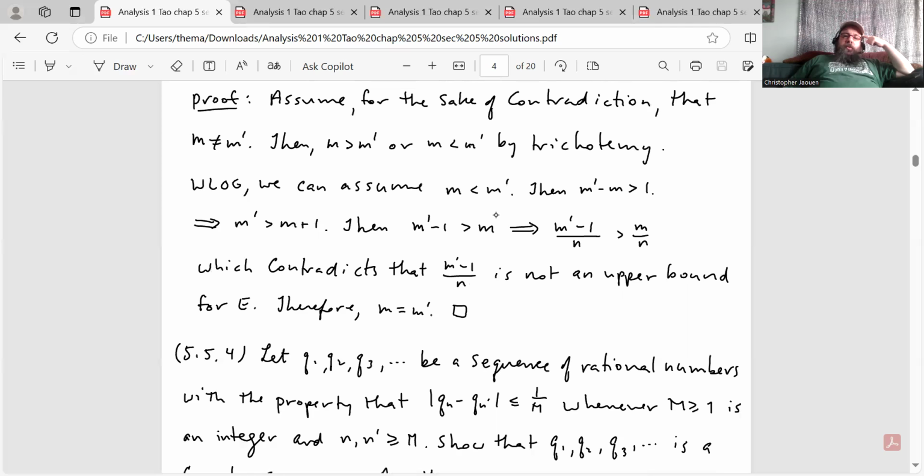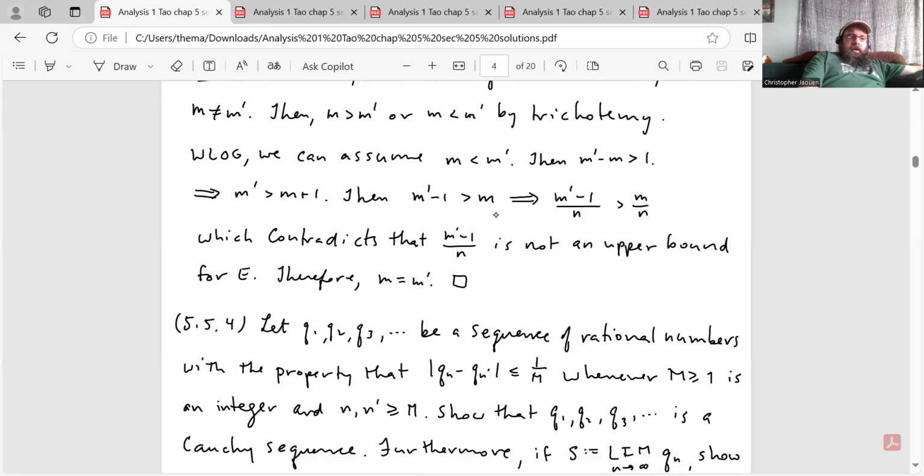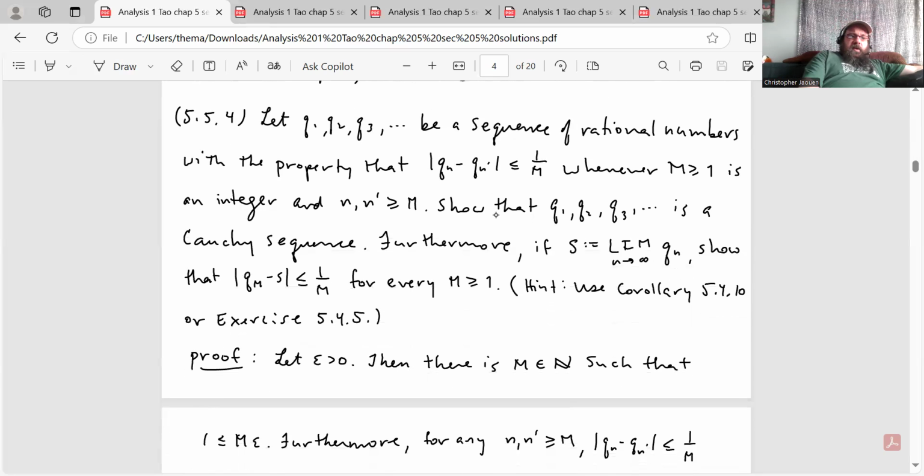Then m prime minus 1 is greater than m, implies (m prime minus 1) over n is greater than m over n. That contradicts the fact that (m prime minus 1) over n is not an upper bound for E. Therefore, it has to be equal to m prime. And that's the proof. Right, next one, 5.5.4.